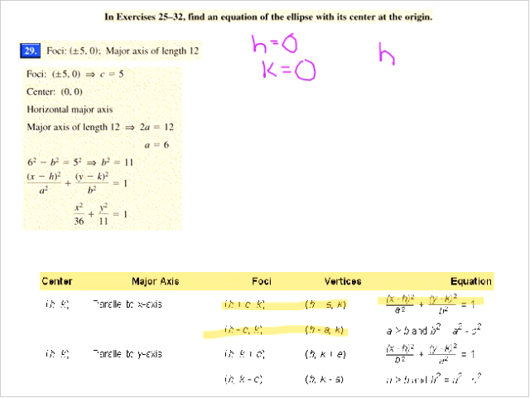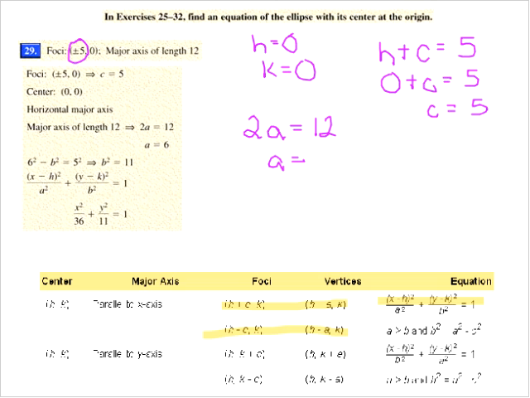So if I have h plus c, and if I'm adding, it should equal the larger of the two. And the larger of positive or negative 5 is obviously a positive 5. I know h is 0, so that means c must equal 5. Okay, so I get c equals 5 from that. Now the major axis has a length of 12, so I know that 2a equals 12, therefore a equals 6. So that's how I was able to get a.